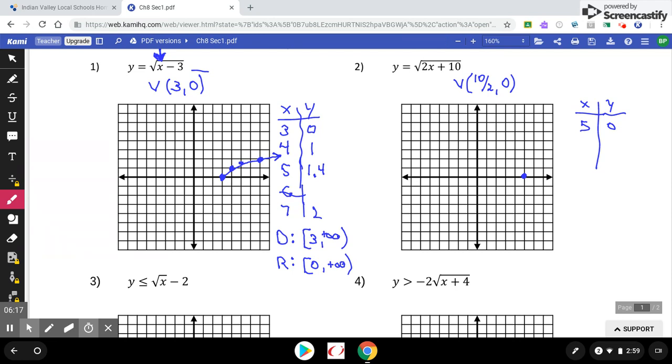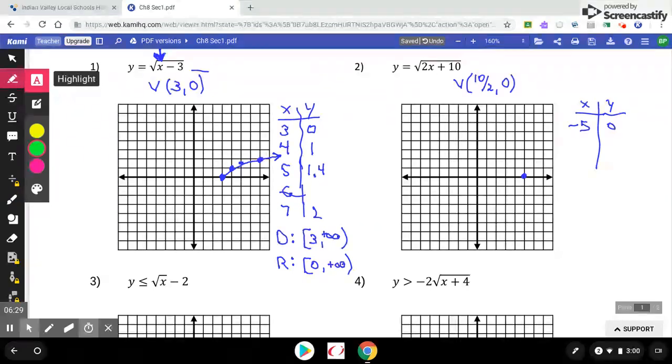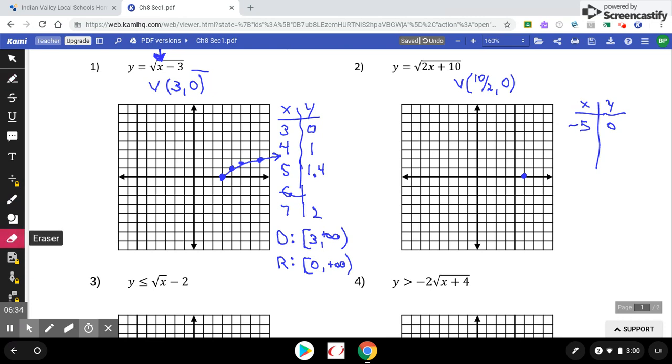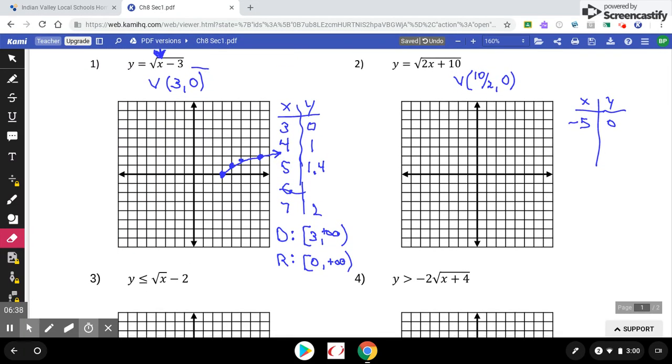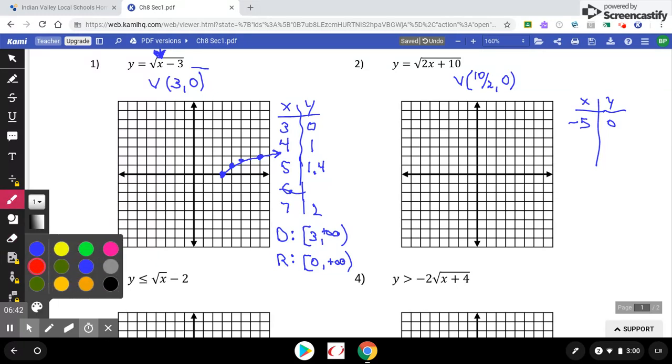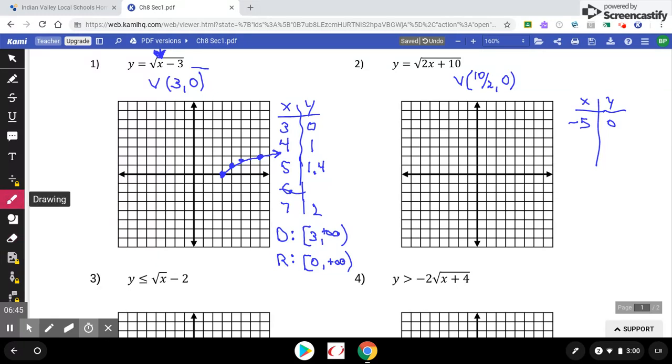let's see, I'm trying to think this one through. Oh, I know what's wrong with this. I screwed up a sign. So guys, are we not supposed to switch signs when we do that? And I forgot to do it. Okay, so negative 5, 0. That would make some more sense. Now it's going to fit on my graph. Let's try that again. Okay, negative 5, 0. 1, 2, 3, 4, 5.